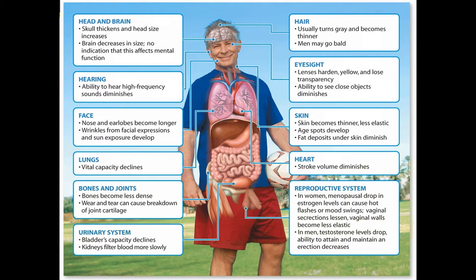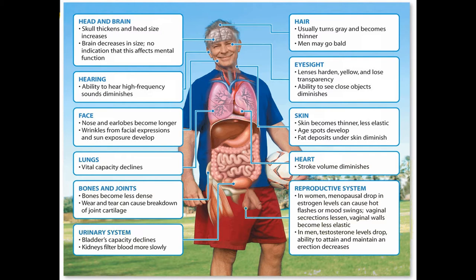Next, we're going to look at the physical and mental changes of aging. We know that as we age, it affects our skin, bones and joints, head and face, urinary tract, heart and lungs, senses, and sexual function in both men and women. You can see this diagram highlights some of the major areas and what's going on. The head and brain: the skull is thickening and the head size increases. Our hair, sometimes we may go bald. It will usually turn gray and become thinner.